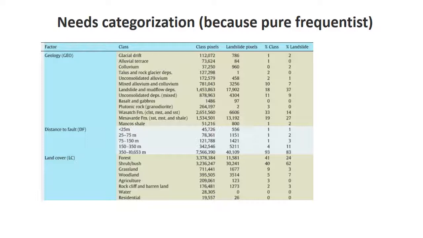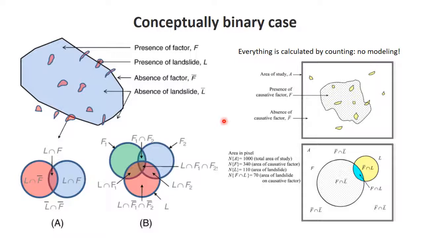So we'll start with the binary case, meaning absence or presence of a factor, absence or presence of a landslide. If you just have one factor, then this picture conceptualizes the whole idea: we have an area where we have presence of a factor, and outside that area, let's say we have absence of the factor. And then we notice that we have presence of landslide, and of course we also have a lot of absence of landslide, both inside and outside the factor.